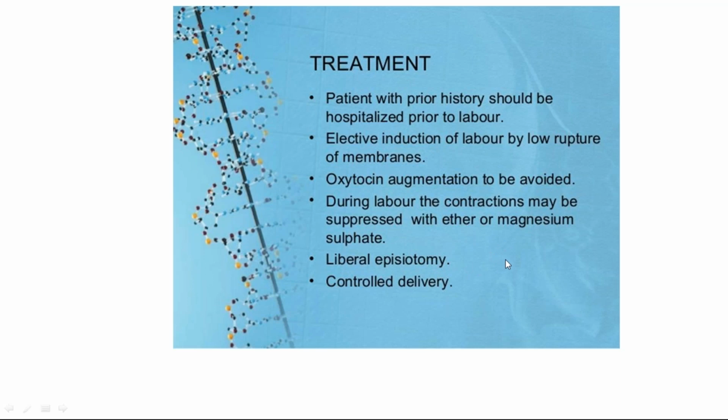So if you have a previous history, don't allow the woman to walk. Normally, we allow patients to be ambulant in the first stage of labor, is it not? All low-risk cases, grand multis with a previous good obstetric record. But in this case, you have to keep them in bed, and don't give them any oxytocin or prostaglandins. Right? If the contractions are too vigorous, you can use magnesium sulfate or terbutaline.